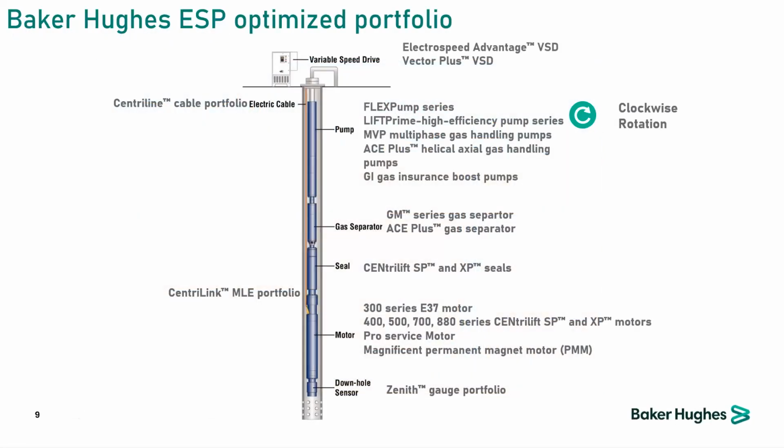In order to get an overview of the entire ESP equipment with the names of products related to Baker Hughes, okay, each company has its own product names. But on the previous slide, we talked in generic terms. There is a pump, there is a seal, there is a motor, but there is no product name. Baker Hughes equipment rotates clockwise, while other ESP service providers rotate anti-clockwise.